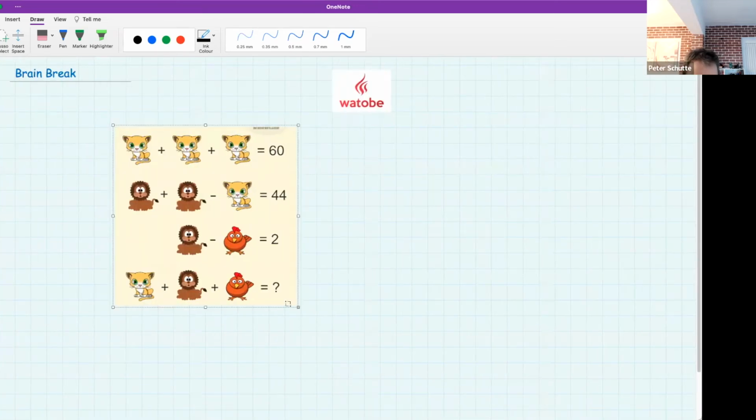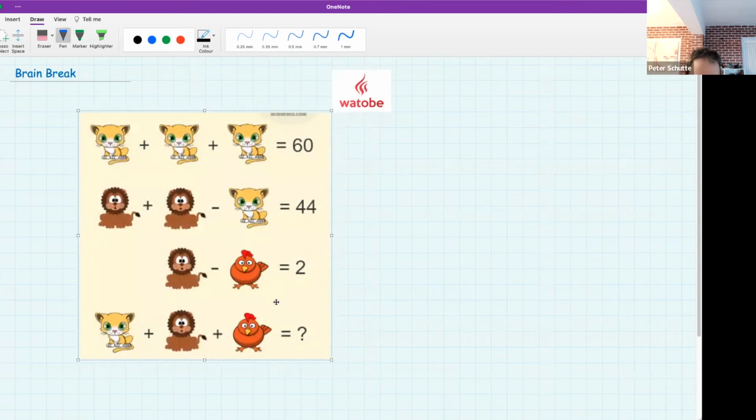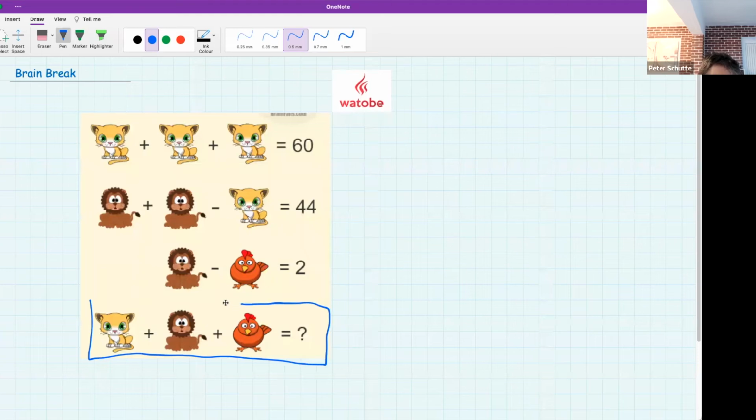And so what we do is I give you this little equation puzzle, and I want you to work out the answer to this little thing at the bottom here. So what is a cat plus a lion plus a chicken? And these are your clues. So over to you guys to just give that a go. I'll watch the chat to see what you can get. I want to see, can you solve this puzzle? And who will the glory go to?